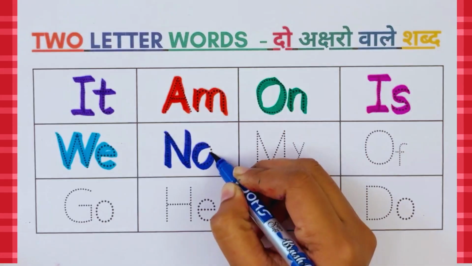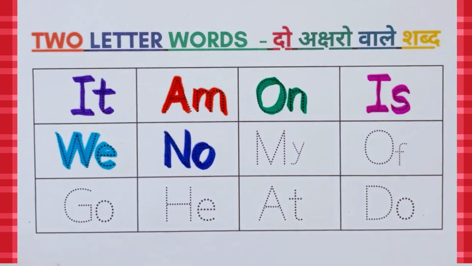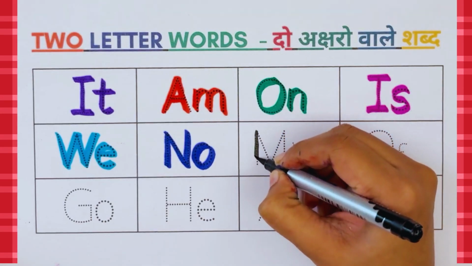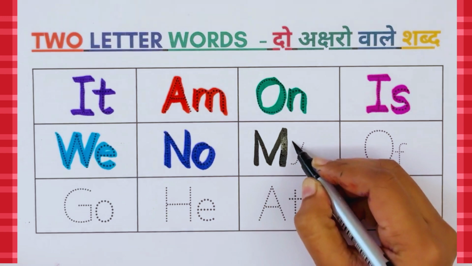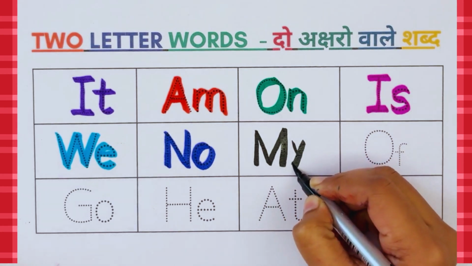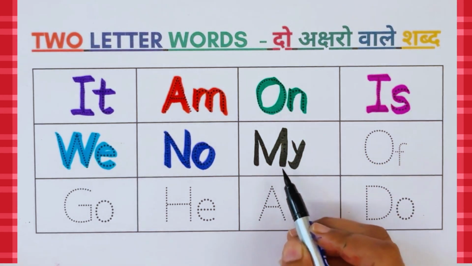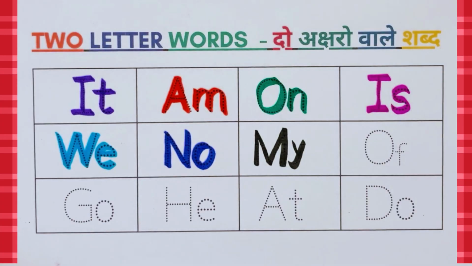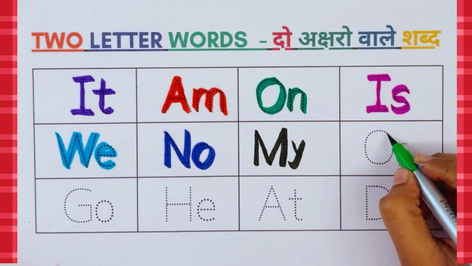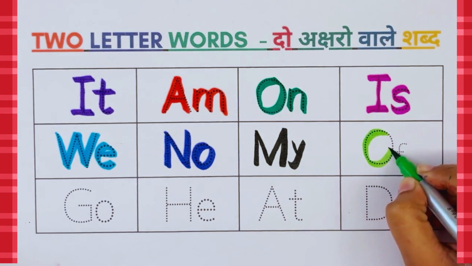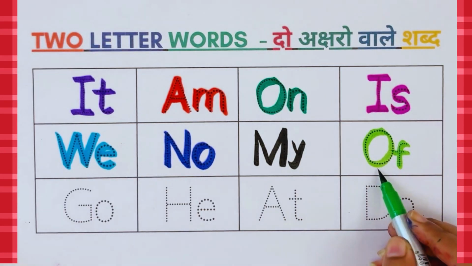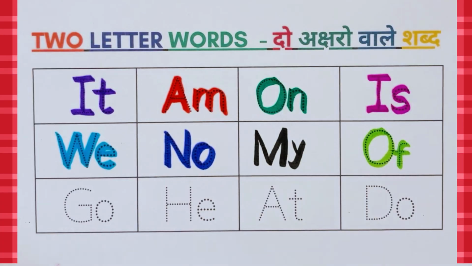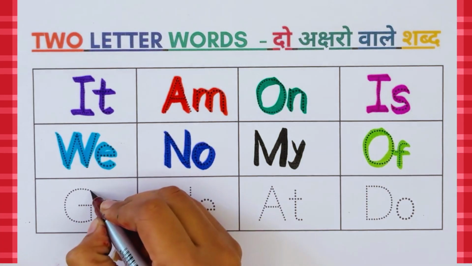N-O. No. क्या है ये? No. Okay. Now the next one is M-Y. See, this is small y. Okay. M-Y. My. Now the next one is, let's see, O-F. Small f, which is O-F. Off. What is this? Off.